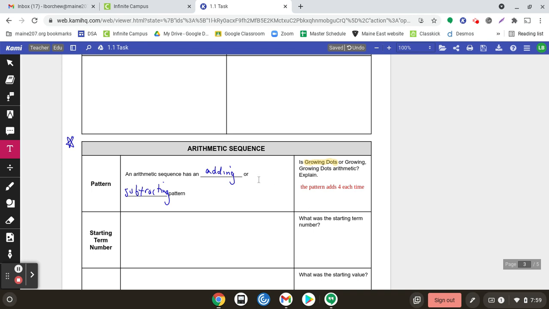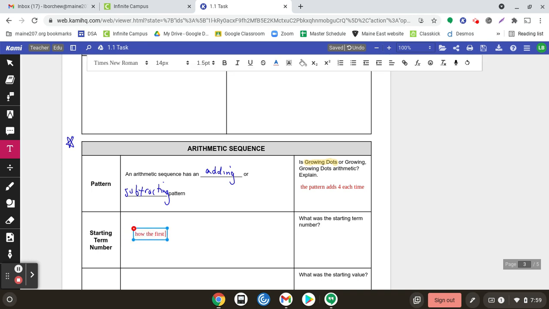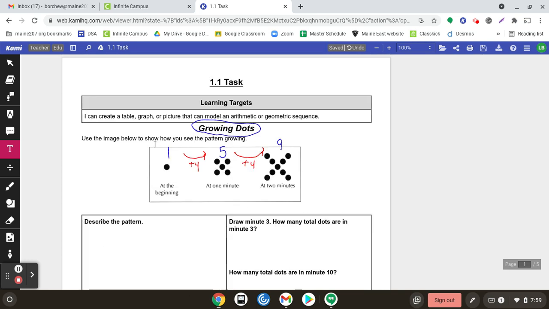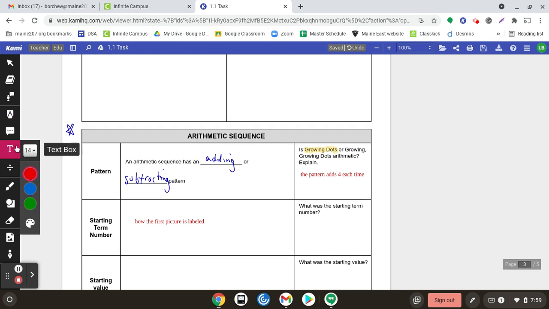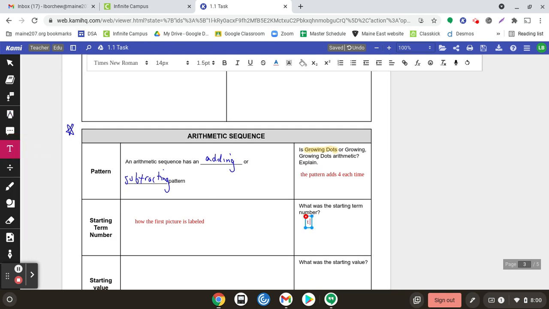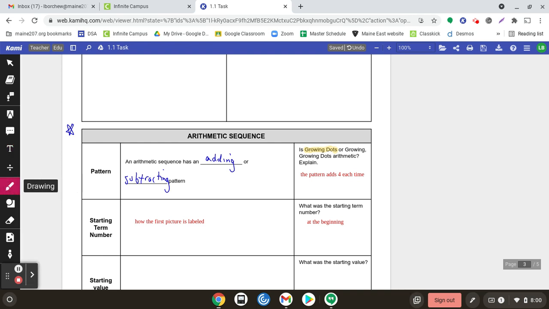Now the starting number. We will define the starting number is how the first picture is labeled. So go back to page 1, growing dots. The first picture that only had 1 dot is labeled at the beginning. So we can go ahead and label the starting term number at the beginning. However, it says the starting term number. So the number at the beginning is the number 0.